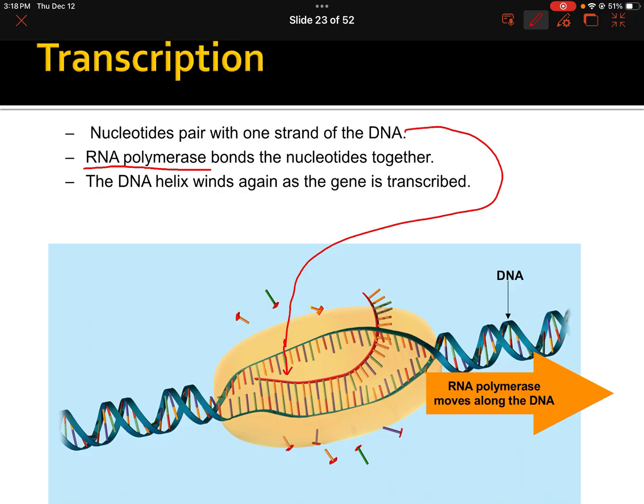So on one end, it's being unzipped, and this isn't a very good term, but being rezipped. So as that transcription complex moves along the DNA, it's being unzipped on the front end, rezipped on the back end, and this growing strand of messenger RNA is what's being created. And there we go. Again, we see that RNA polymerase is moving along the DNA.